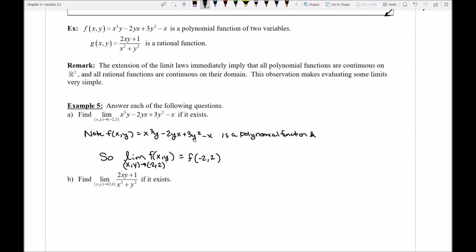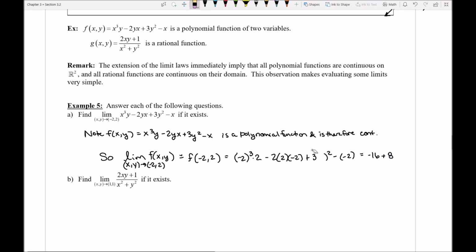I'll even add that up here. This is a polynomial function and is therefore continuous. So that means I can just evaluate this limit by just plugging in negative 2 and positive 2. So let's see, that would get me negative 2 to the third times 2 minus 2 times negative 2 plus here 3 times 2 squared and then minus negative 2. So let's see, if I simplify all of that down, I'm going to get, what is that, like negative 16. I'm going to get plus 8.